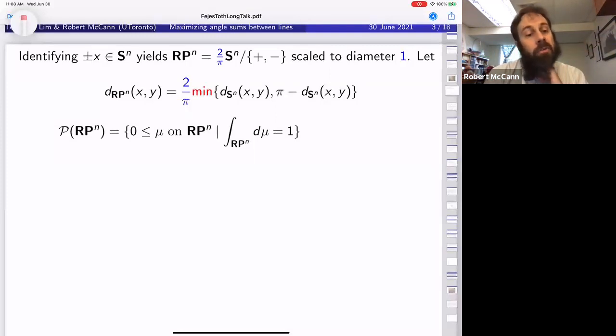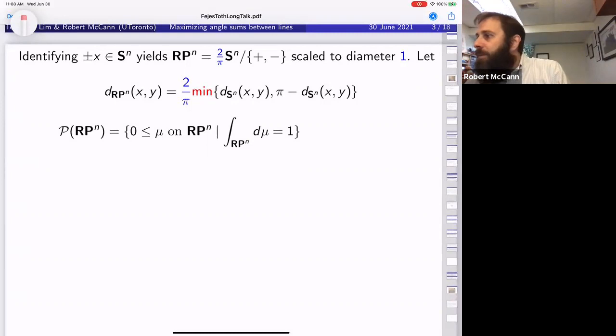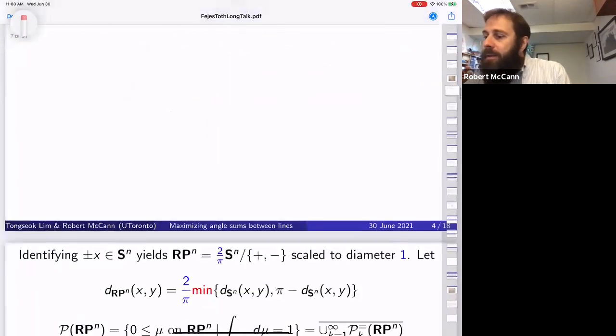And I'm going to generalize the problem a little bit. Instead of just thinking of k point masses sitting on the n-dimensional sphere, I'm going to think about the limit k goes to infinity and general measures, probability normalized to have mass 1. So I'm going to be looking at probability measures mu on the n-dimensional projective sphere, RP^n. And my notation for that space of probability measures is script P.